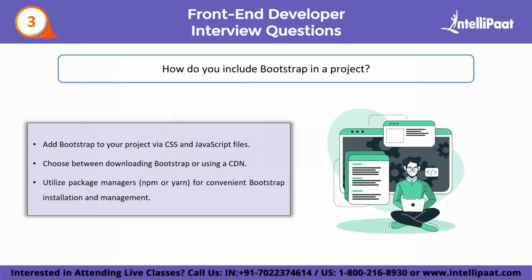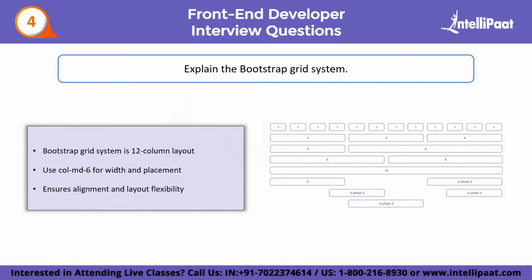The next question in our list is, explain the Bootstrap grid system. The answer to this question would be, Bootstrap's grid system is a 12-column layout system that allows for easy and responsive design. You can use classes like col-md-6 to define the column width and placement on different screen sizes. It ensures proper alignment and flexibility in creating layouts.